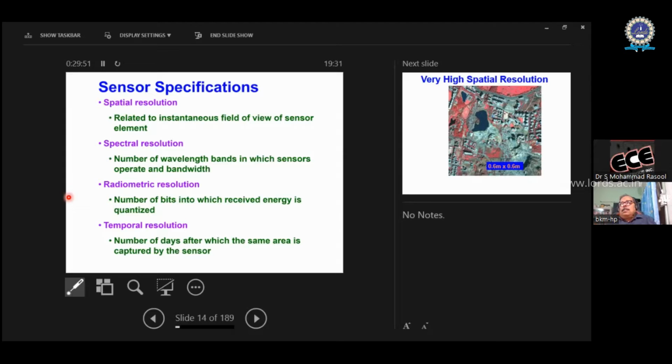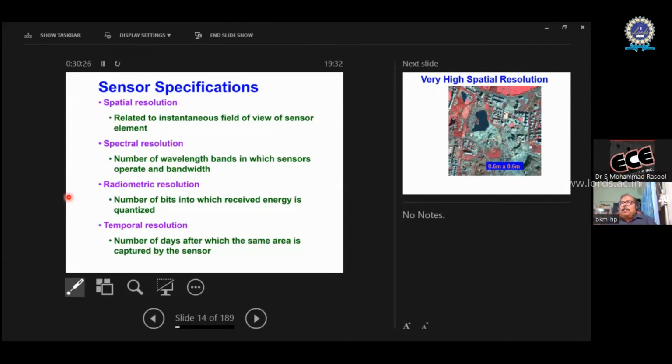Okay. So the world's best today is 25 centimeters by 25 centimeters by the Indian satellite Cartosat 3, I think 3E probably. 30 centimeters by 30 centimeters by the American Worldview, and probably one other satellite, but Worldview 3 definitely has it.